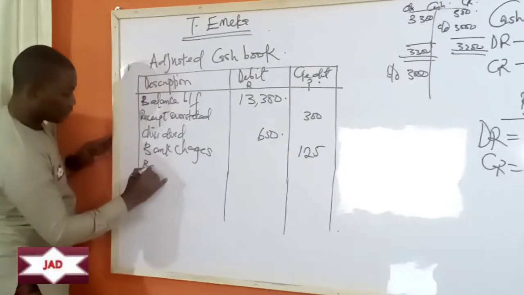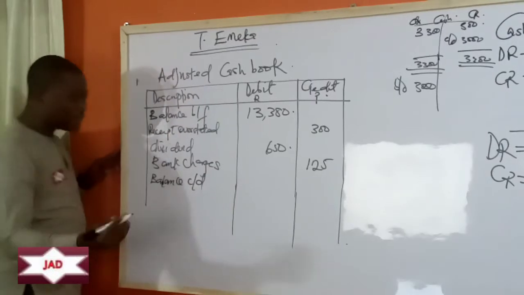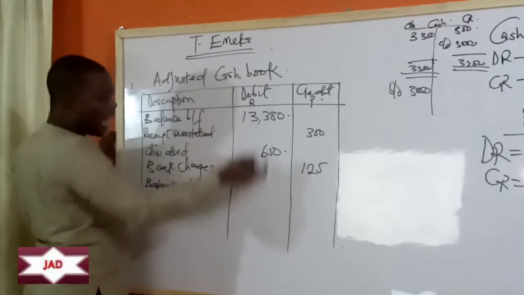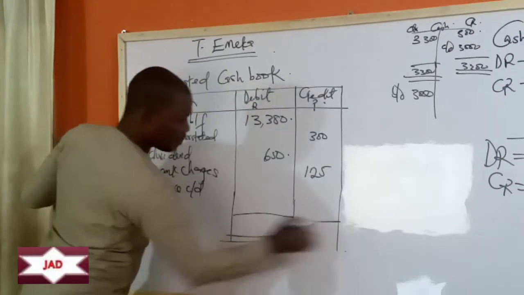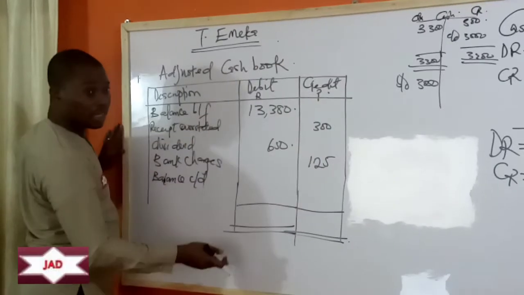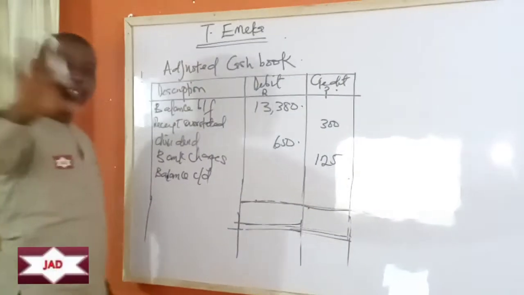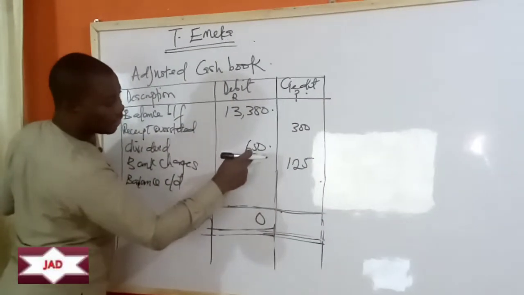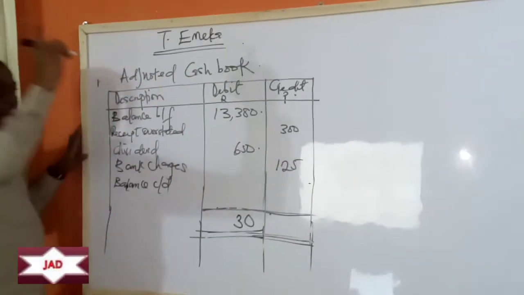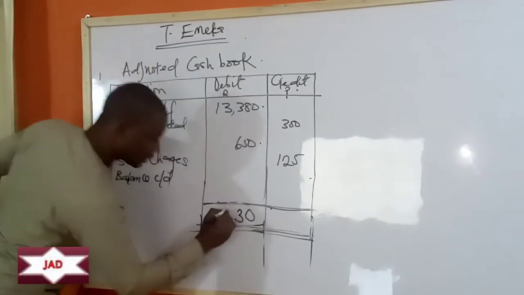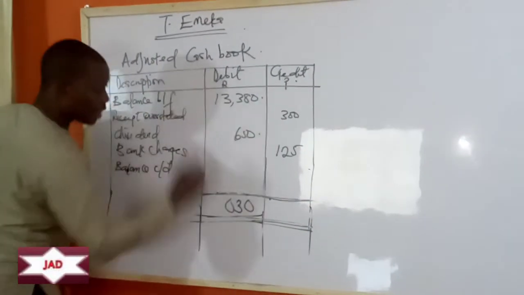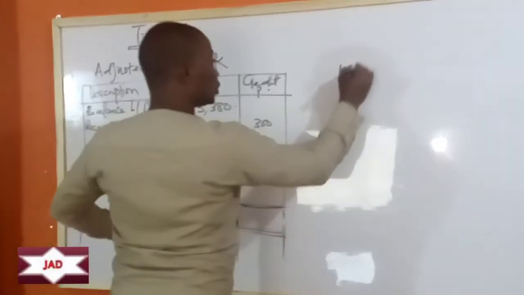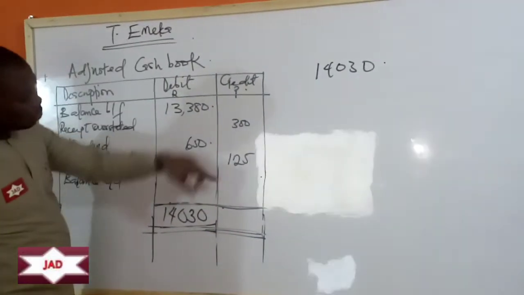So since we have adjusted the cash book, let's get our new balance. We're going to say balance carried down. So how do we get the balance carried down? We add total in the debit, total in the credit, and then deduct. From my calculation here, the total in the debit side: 0 plus 0, we have 0. 8 plus 5, that is 13, we carry 1. 6 plus 3, that's 9, plus 1, that's 10. 0, carry 1. 1 plus 3 rather, that will be 4. Then we have 1. So the total debit side is 14,030. Then the total in the credit side here will be 425.